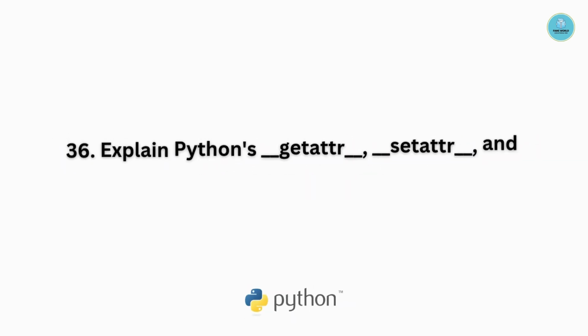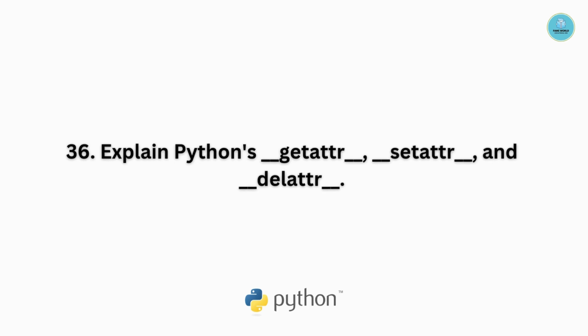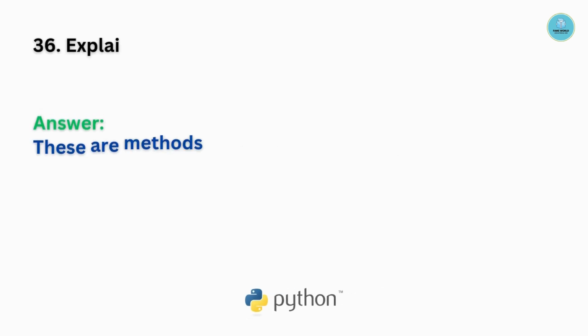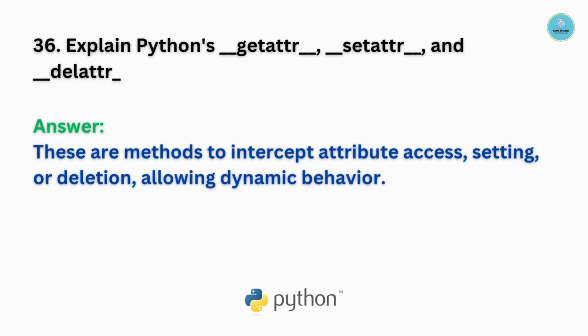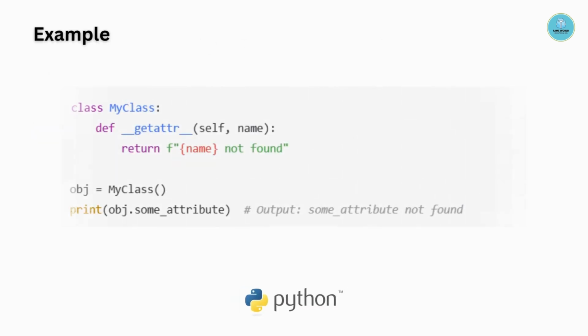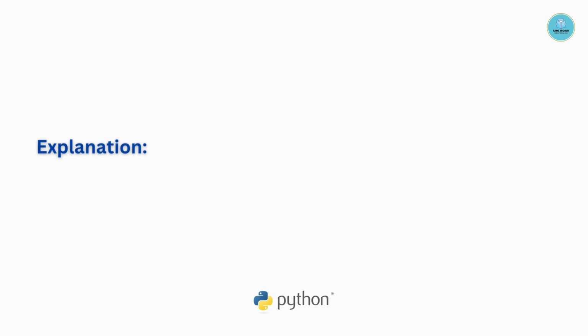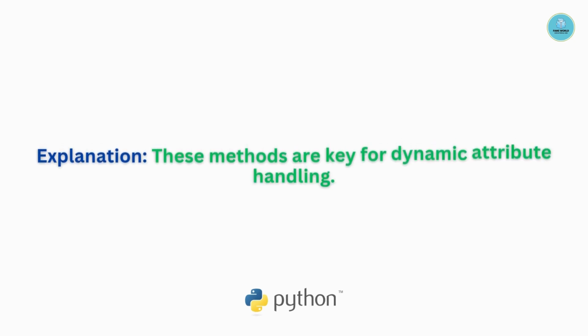Question number 36. Explain Python's __getattr__, __setattr__, and __delattr__, that is get attribute, set attribute, and delete attribute. These are methods to intercept attribute access, setting or deleting, allowing dynamic behavior. Example is as follows. These methods are key for dynamic attribute handling.